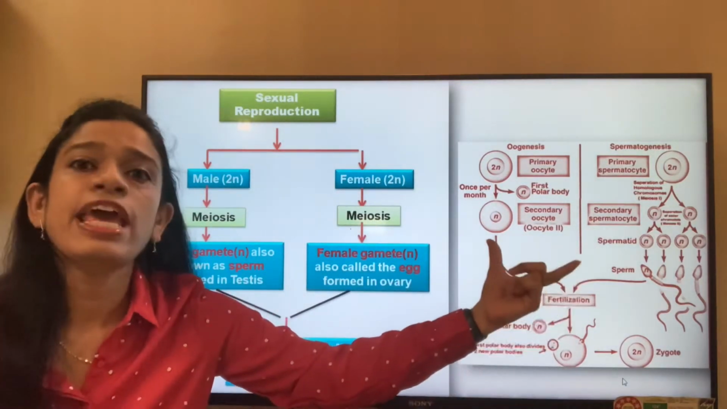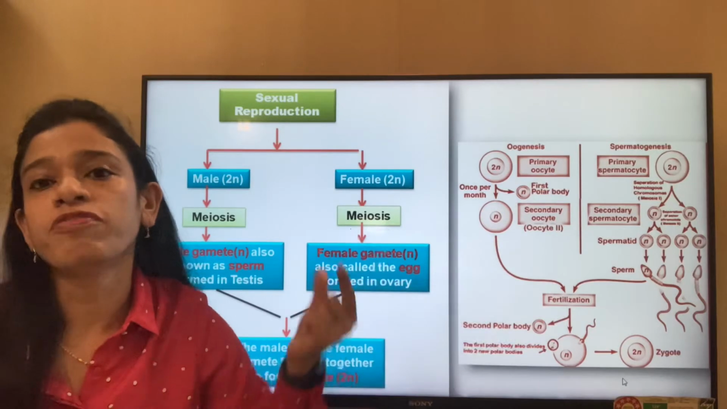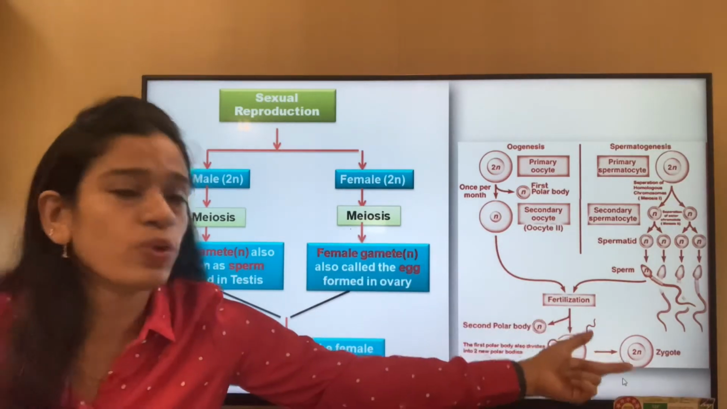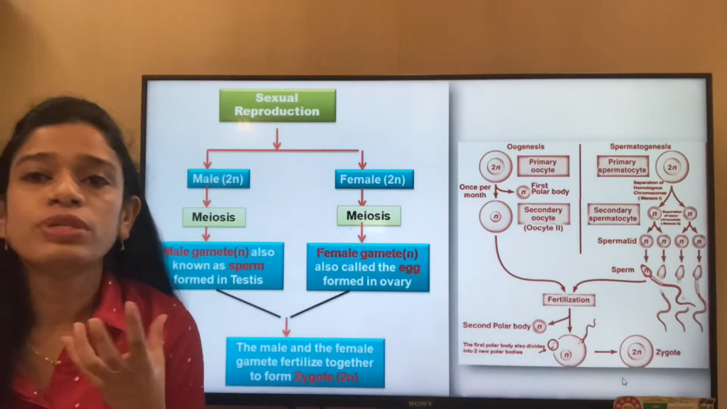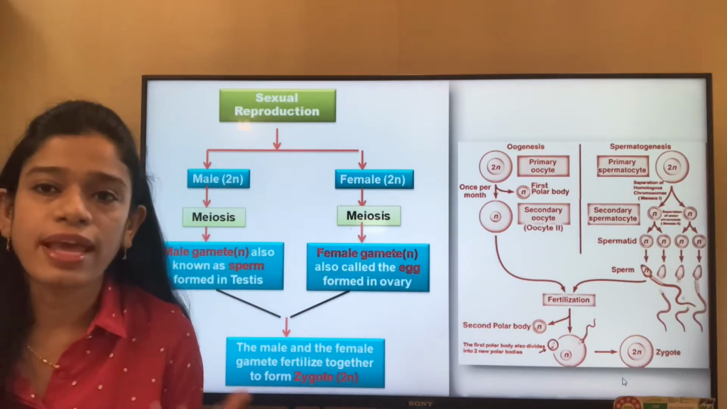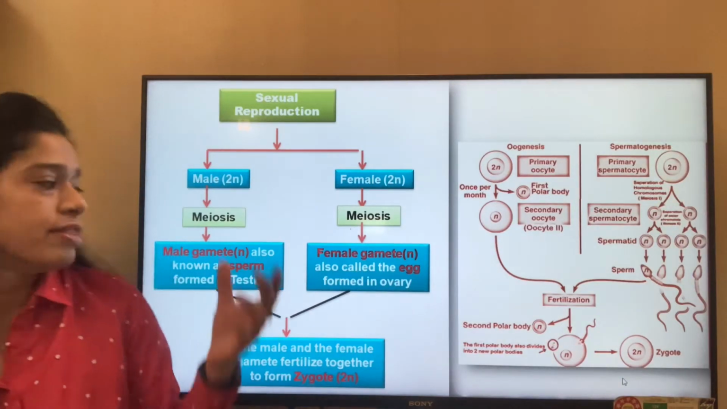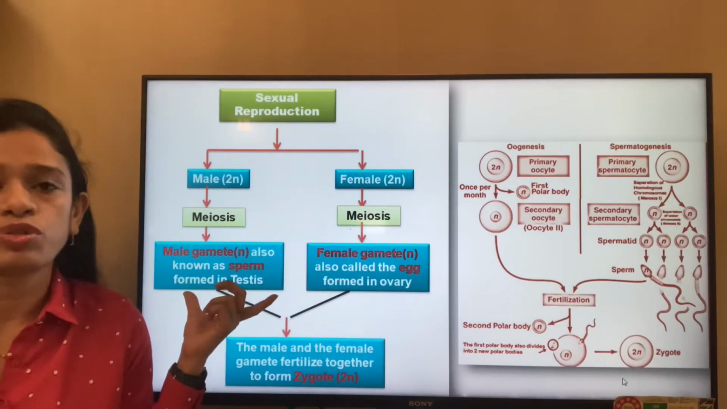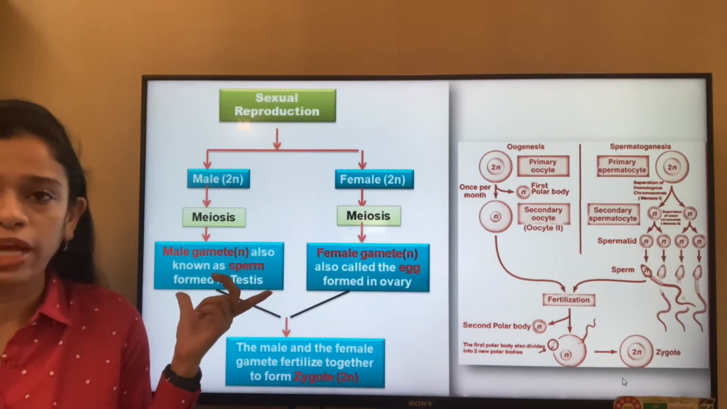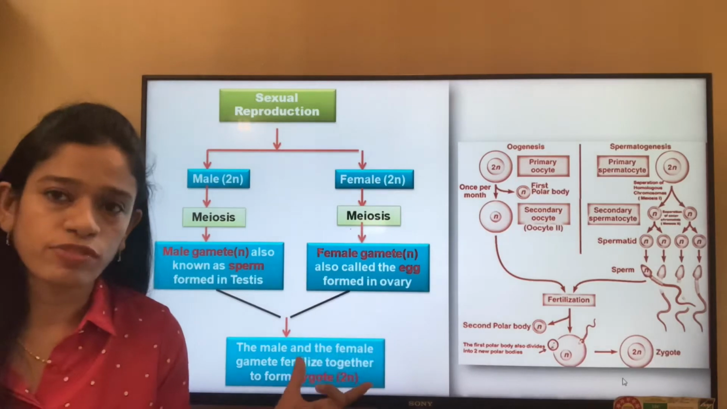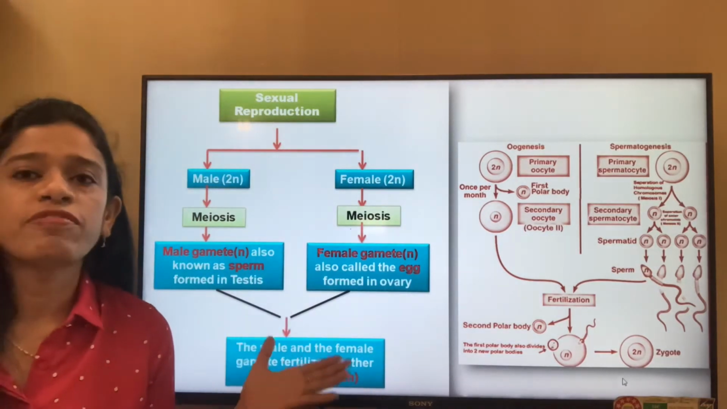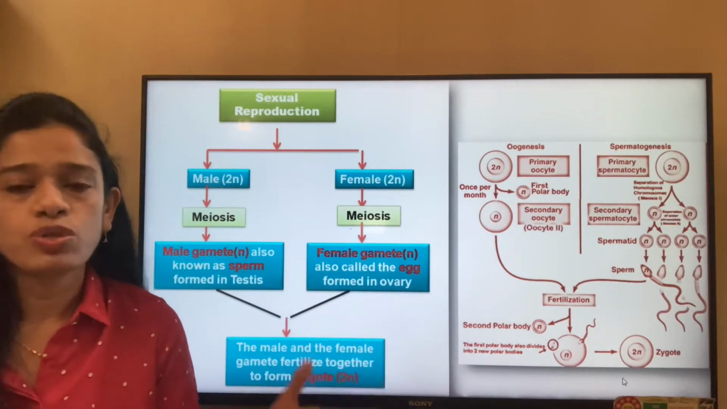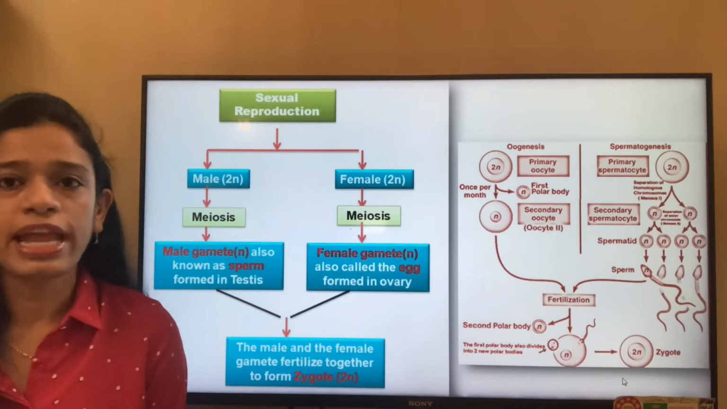And finally, one egg and one sperm fuse together to give rise to a zygote, and this zygote is again 2N in number, that is, again it is diploid. From the haploid, it has again become diploid, taking half of the chromosomes from the male and half from the female. So if this is clear, we'll move on to the next slide.